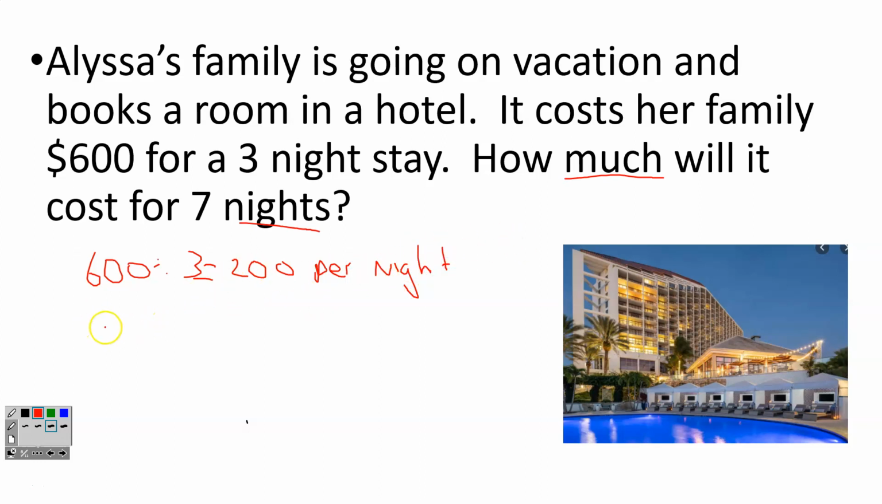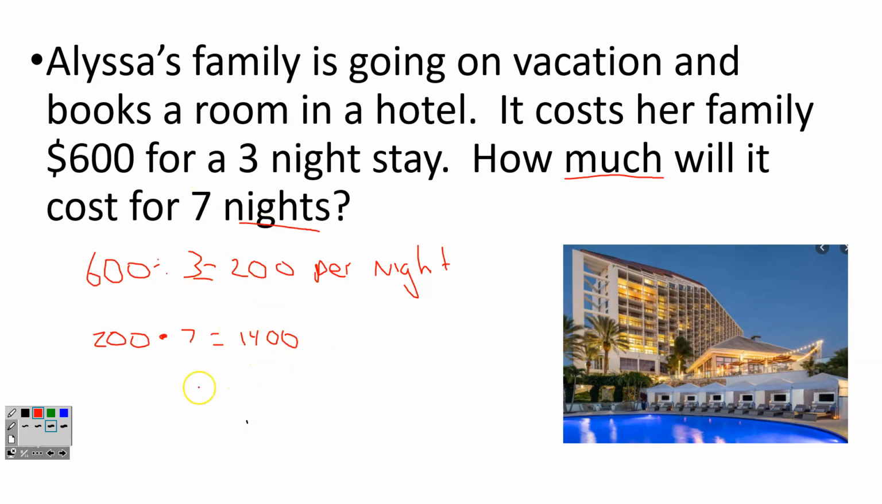And then I can take that amount, the $200 per night, and multiply it by the 7 nights that I want to stay, which is going to give me $1,400. So it's going to cost Alyssa's family $1,400 for 7 nights.